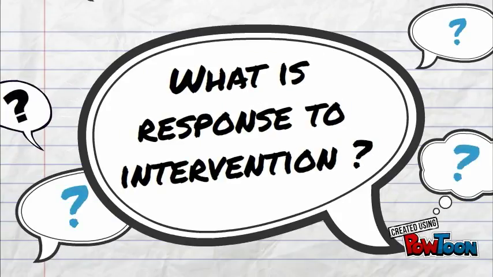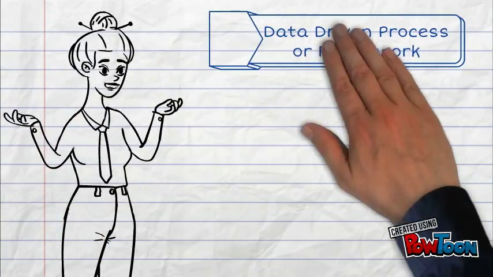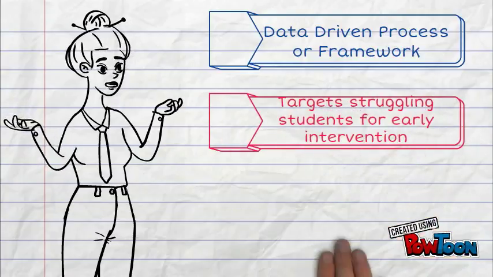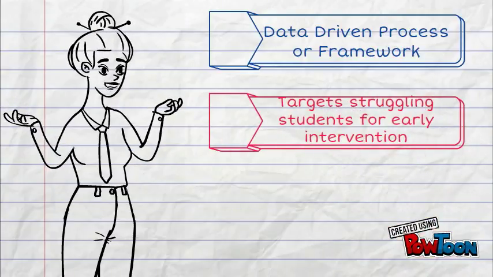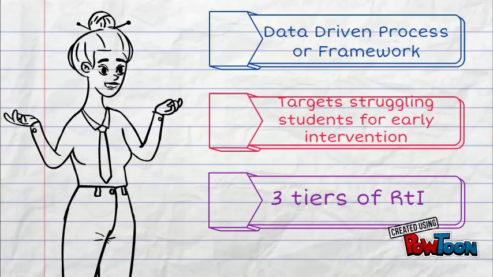What is response to intervention? Response to intervention, also known as RTI, is a data-driven process or framework used by schools. It aims to identify struggling students early on to get them the help they need to succeed. The process may differ state to state, school to school, but usually there are 3 tiers to RTI.